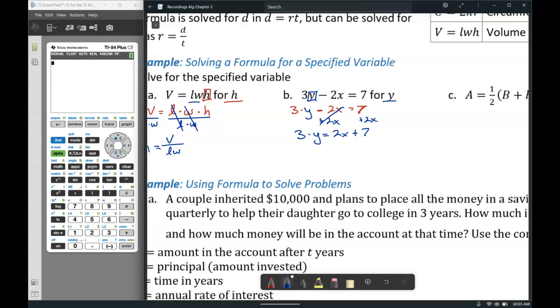Then in order to get rid of the 3 as our coefficient, we undo multiplication by dividing. So there's two ways we can approach this division. We can divide the left and the right sides as a whole.